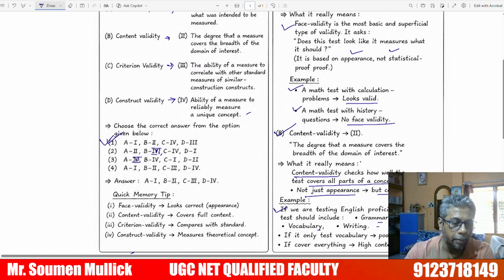So this is the memory trick. Face validity looks correct. Correct means appearance.